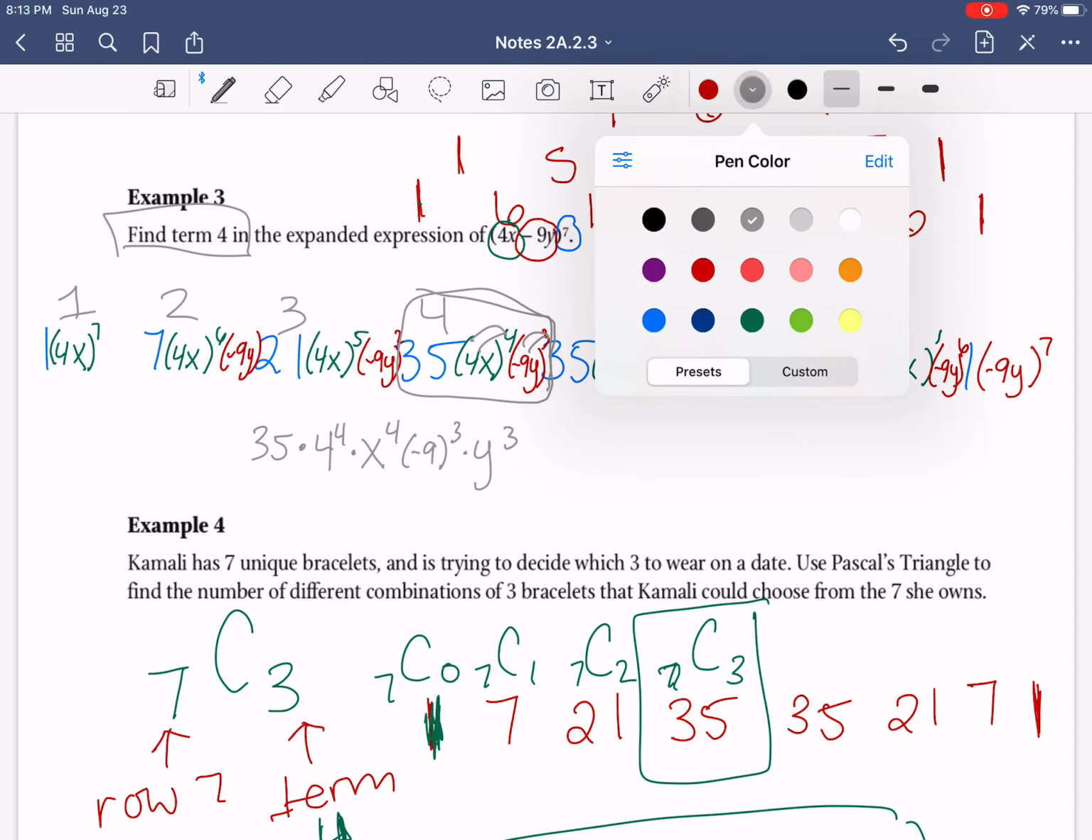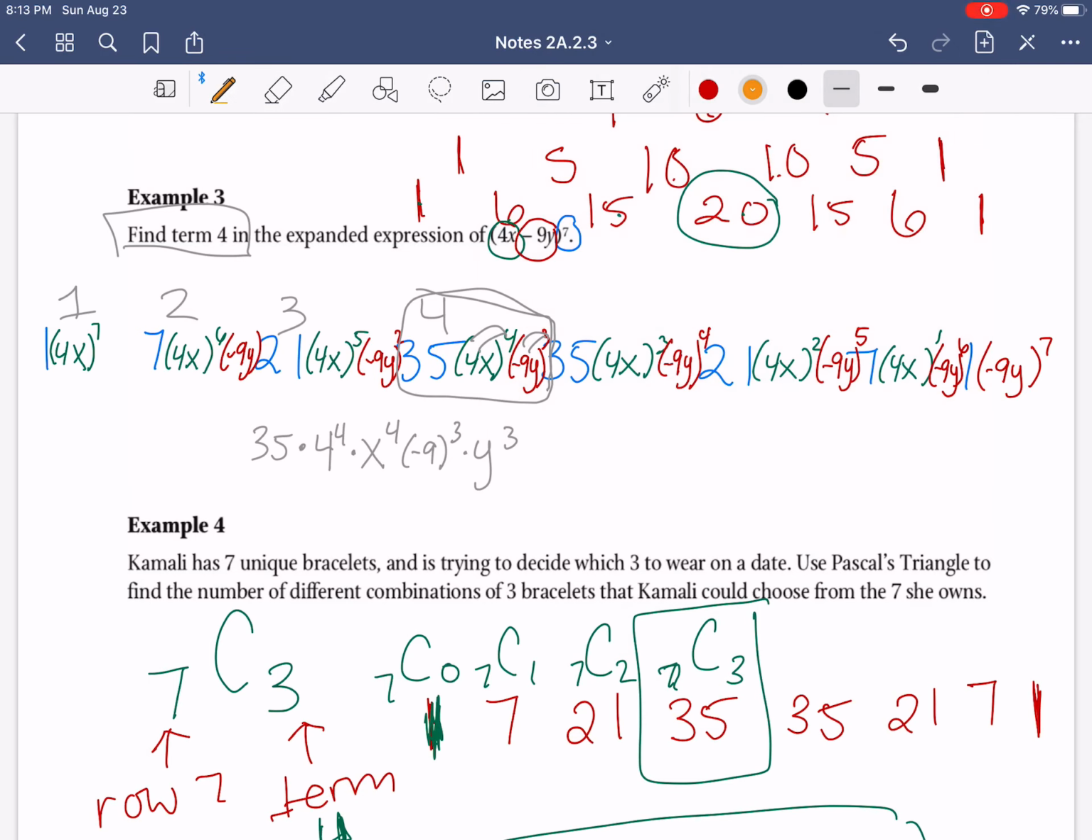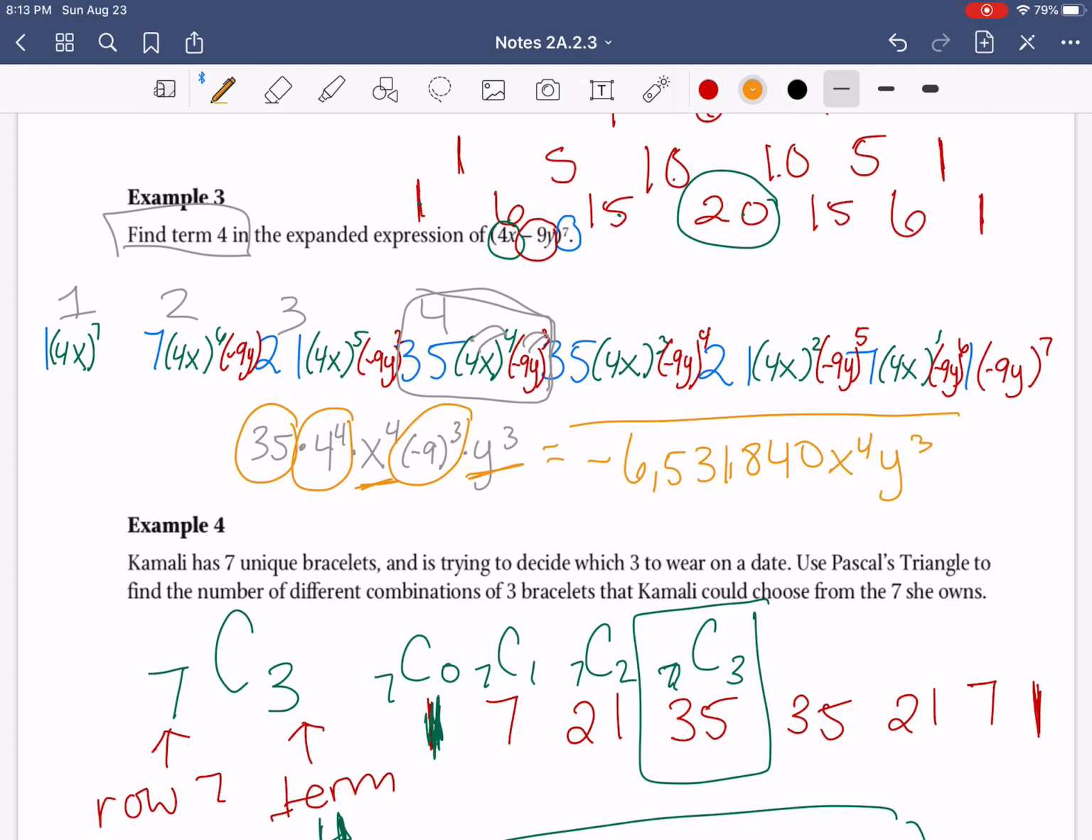All right, so we're going to get a super duper big number. When you multiply 35 times 4 to the 4th times negative 9 cubed, you're going to have a positive or negative number depending on whether negative 9 has an odd exponent. It's going to be negative because it's odd, so it's actually negative 6,531,840, and then your x to the 4th y cubed. That's our answer.